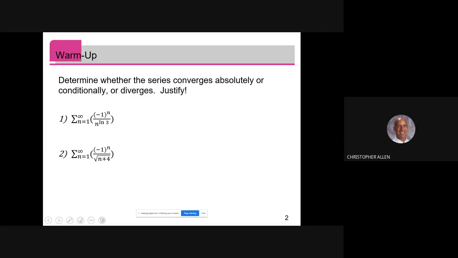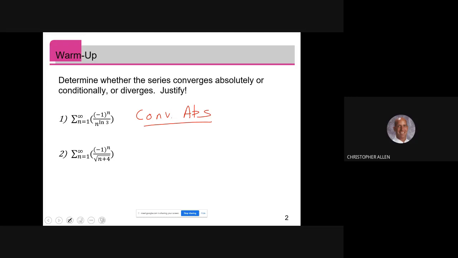So let me make sure I got the email, and I typically hit it a little bit too soon. So Mason is saying that number one converges, and converges absolutely. Mason, can you explain why you feel that way, or because the non-alternating version, what would you call that?